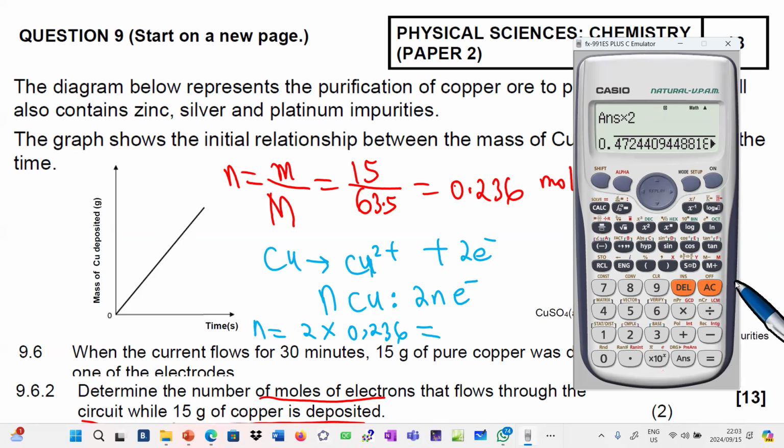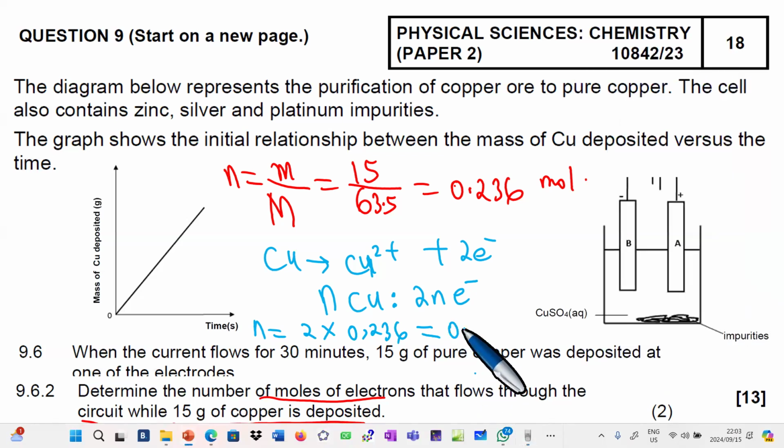So this is 2 times that, which is 0.472. And this is the answer. Then we say mole of electrons: 0.472 mole of electrons. We get our 2 marks, and this is the answer to the question.